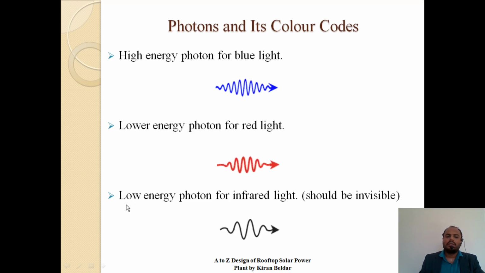And the last is the low energy photon for infrared light. It should be invisible basically. It is indicated in the black color format. So basically the blue light indicates the high energy photon, and red light indicates the low energy photon.